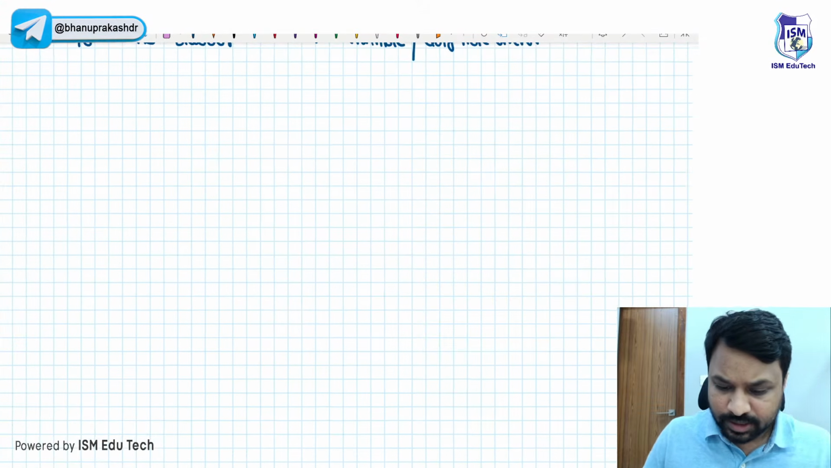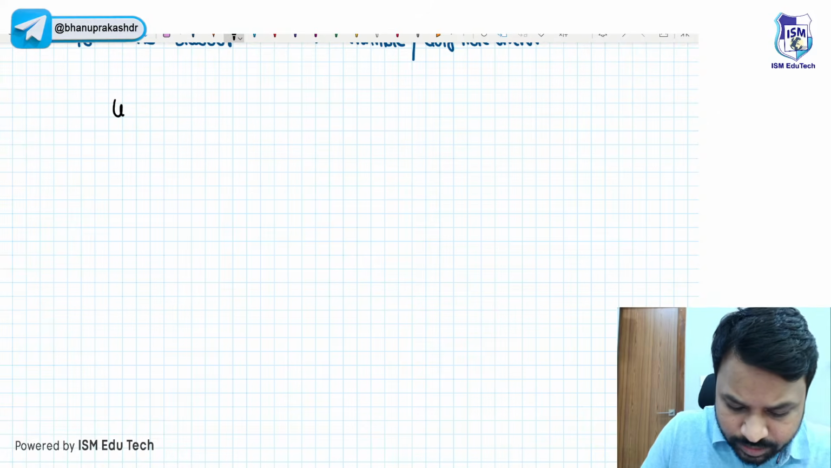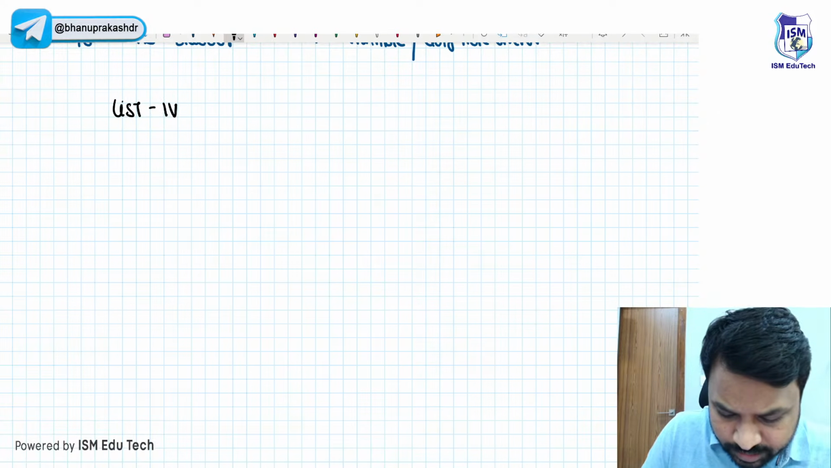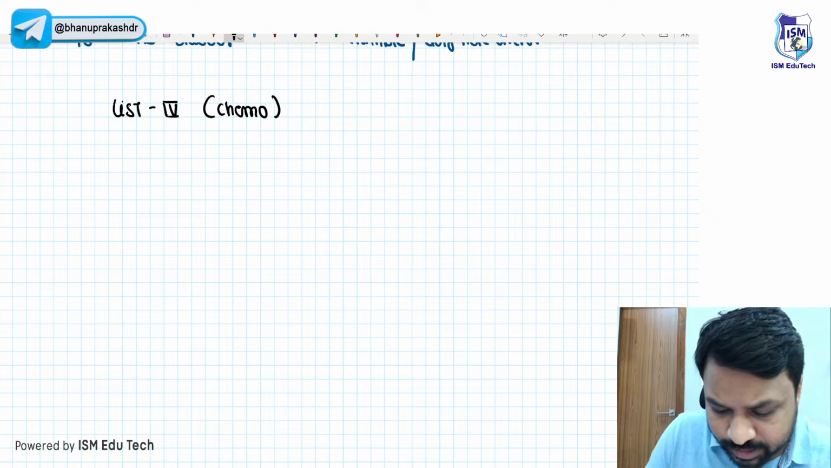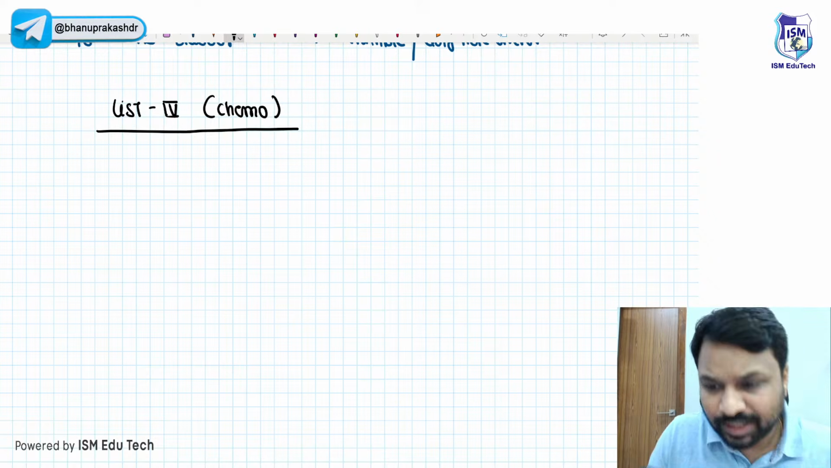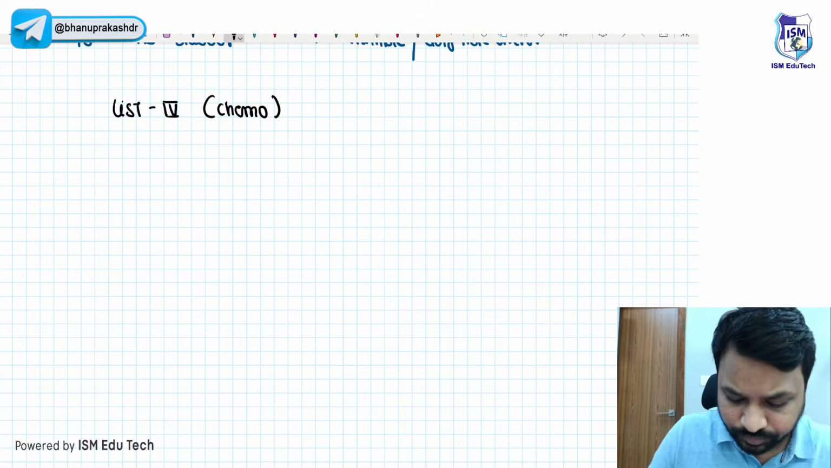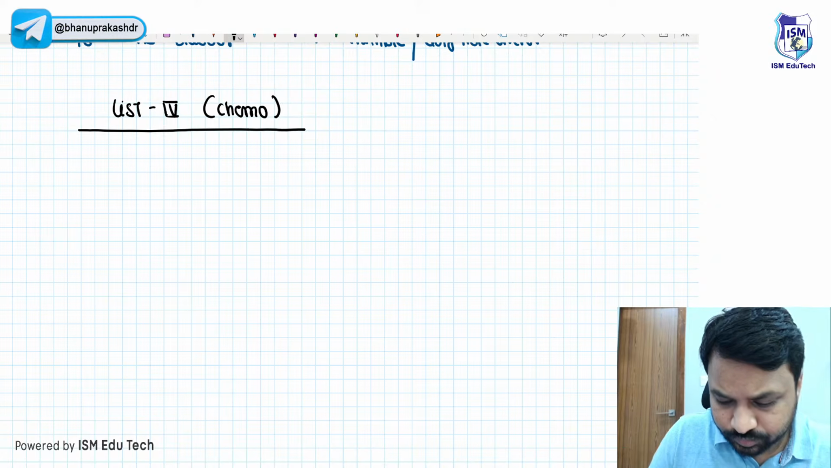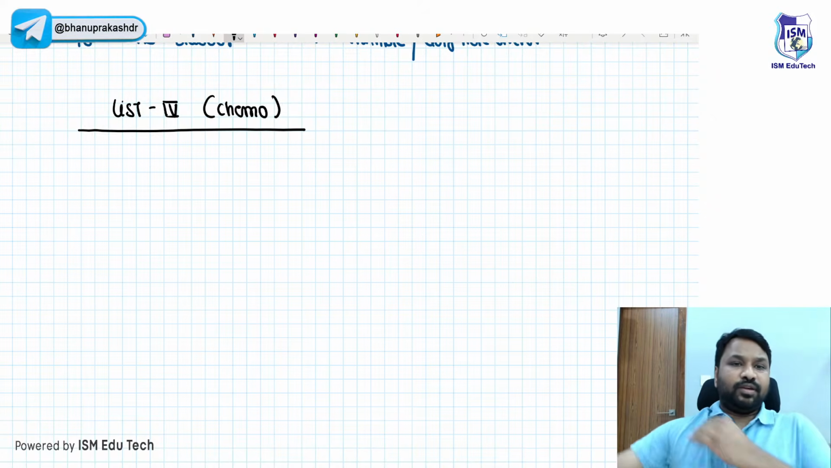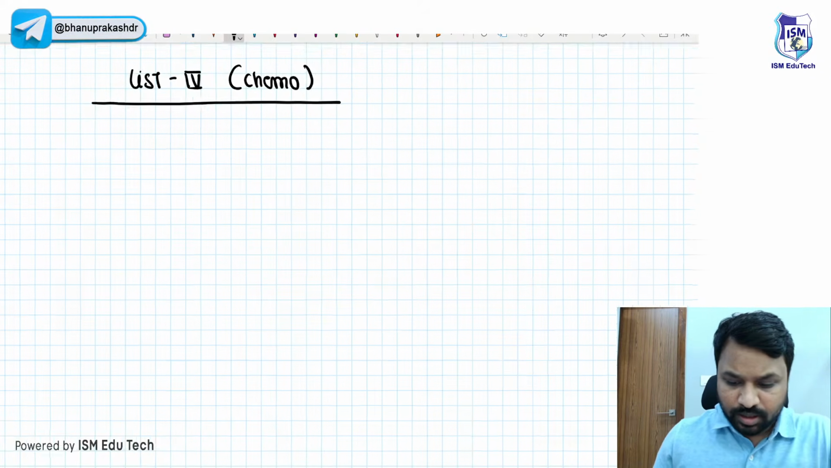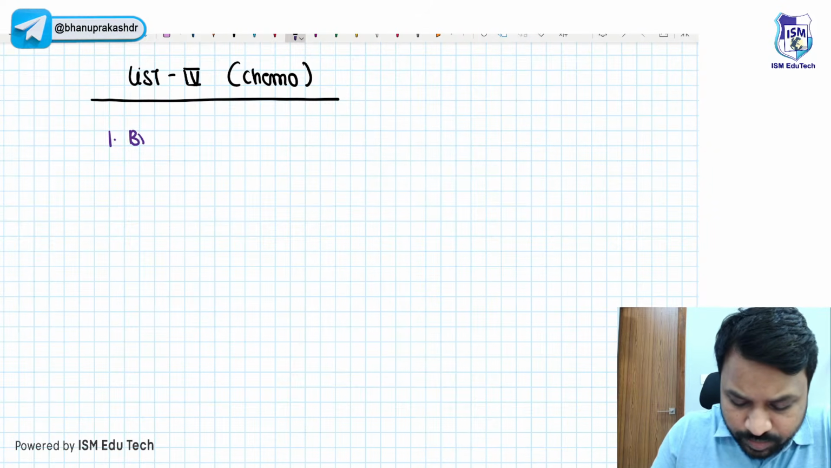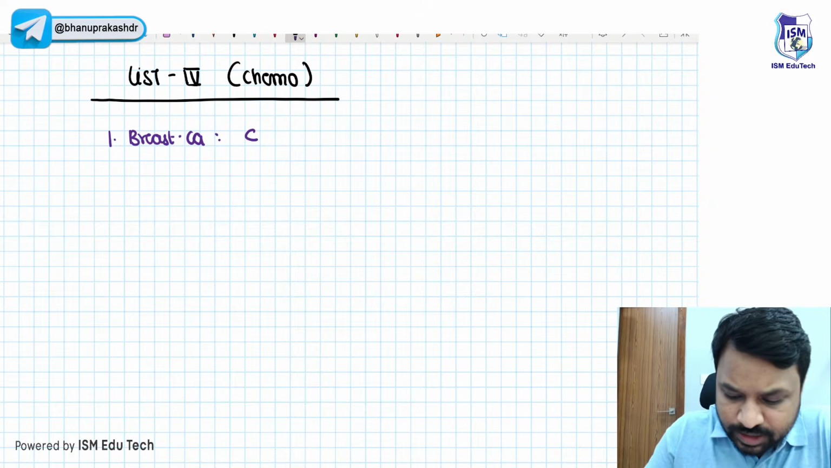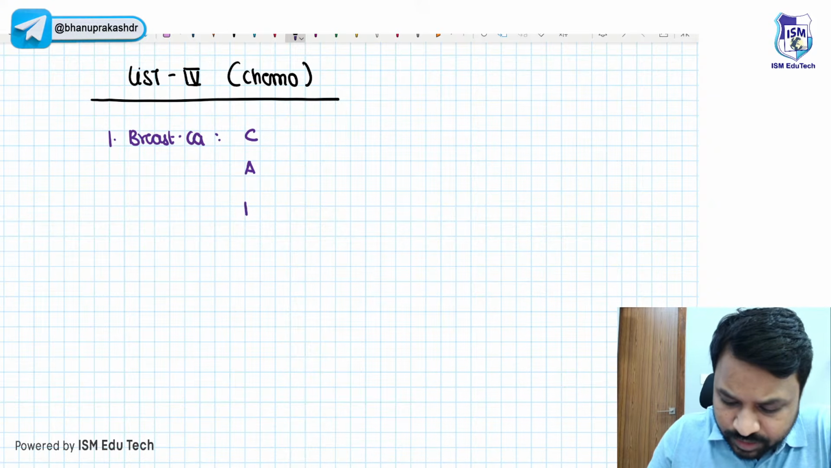And the last list is list number 4 for chemotherapies. In List 4, we're talking about the chemo regimes of various malignancies, right? Now, one of the most important malignancies for chemo regime is going to be breast cancer. For breast cancer, the standard regime is going to be the CAF regime.